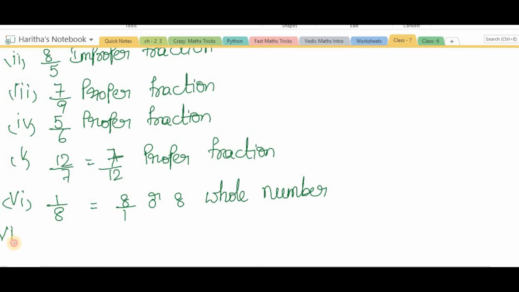And now the last part of this question, 1/11. This can be written as 11/1 or 11. It is also a whole number because there is no denominator. That is the reason we call these numbers whole numbers. Okay students, now we'll move on to the next question.